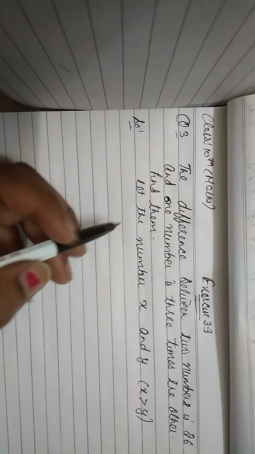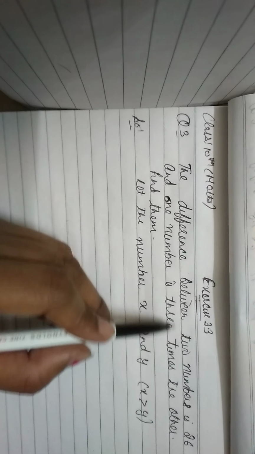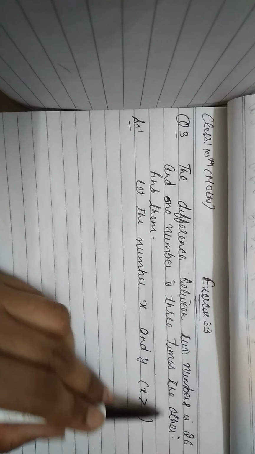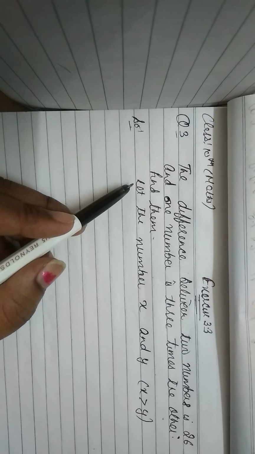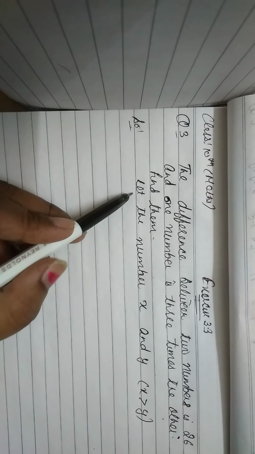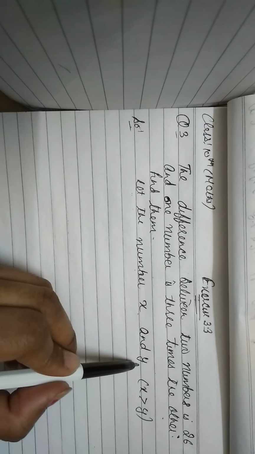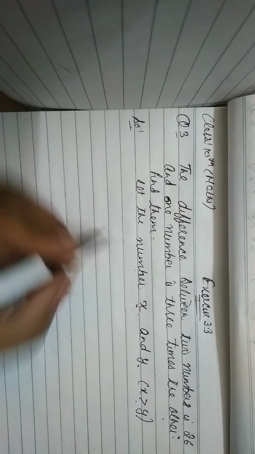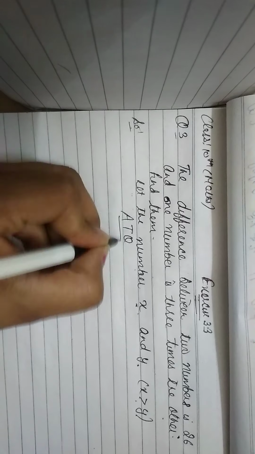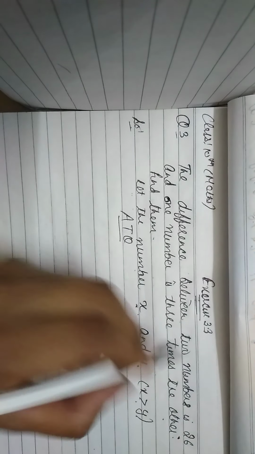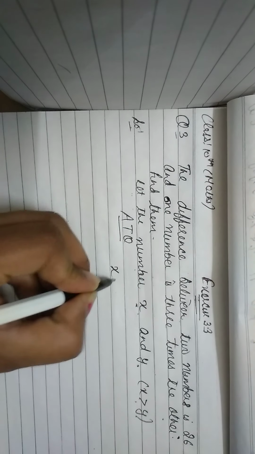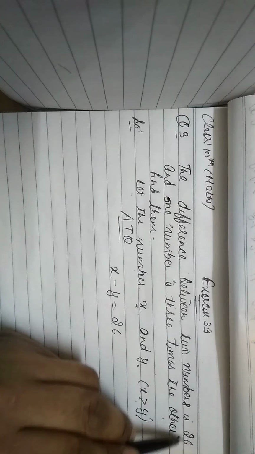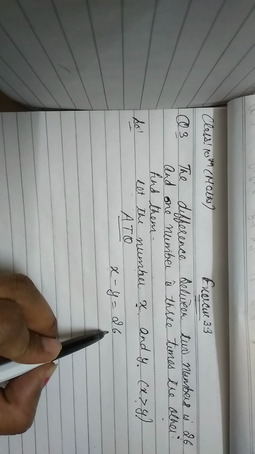Now the next question. The difference between two numbers is 26 and one number is 3 times the other. Find them. Let us start the solution of this question. Let the numbers be x and y. So let x be greater than y. According to the question, we are given a difference between two numbers. Difference means minus. x minus y is equal to 26.